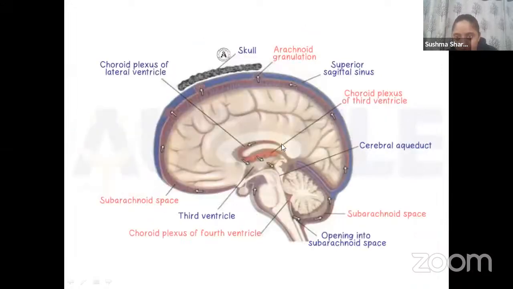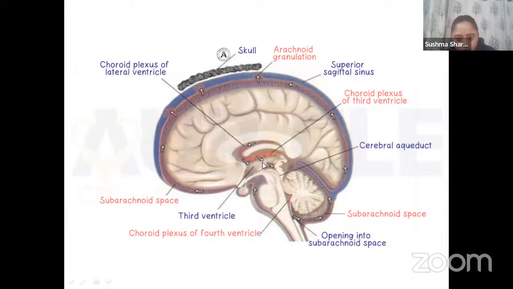And this is the choroid plexus of the third ventricle. From the lateral, it goes into the third. Then this is the aqueduct of Sylvius between the third ventricle and the fourth ventricle. Then the fourth ventricle, this is the triangular space that is present here. And it opens into the subarachnoid space through two foramina, Luschka and Magendie, correct?